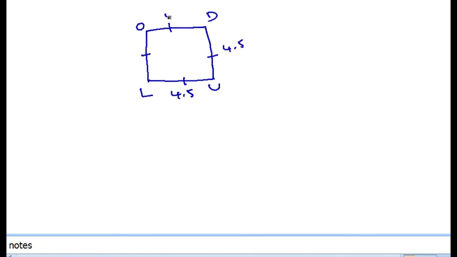We are going to construct the square LUDO with L to U 4.5 centimeters. First we need to draw a rough sketch of the square and label it with the given measurements. And that is LUDO, and L to U we have 4.5 centimeters. We know all sides in a square are equal, so all sides are 4.5 centimeters, and 4.5 centimeters, and another side also 4.5 centimeters.